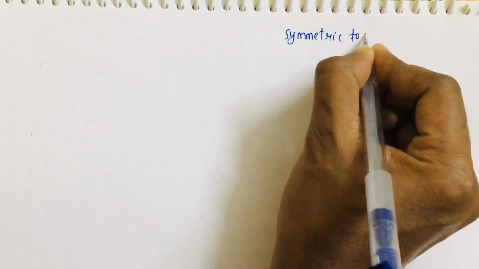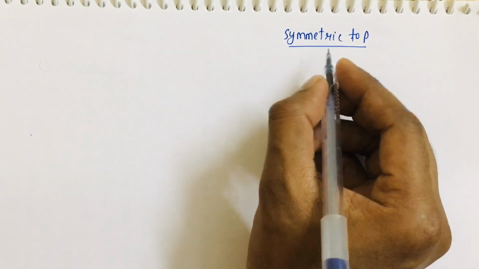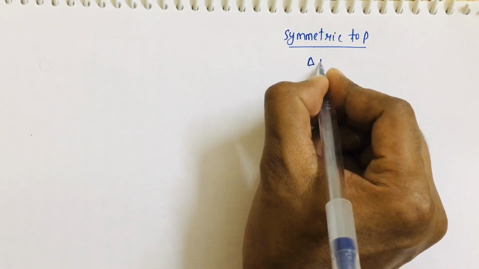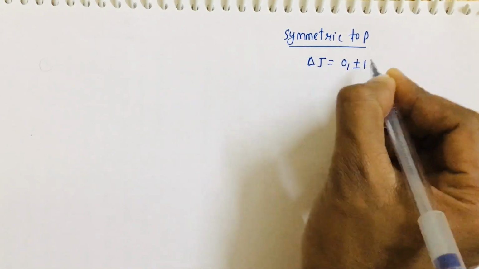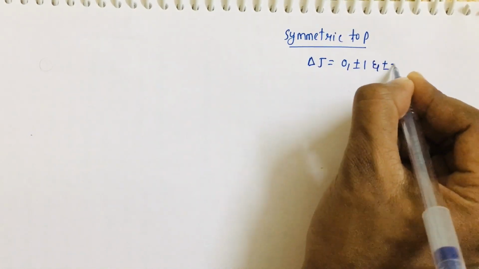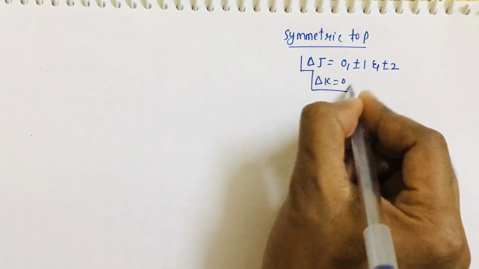Symmetric top. So symmetric top is also important. The selection rule for symmetric top is delta J equals 0, plus or minus 1, and plus or minus 2, and delta K equals 0. So this is the selection rule.